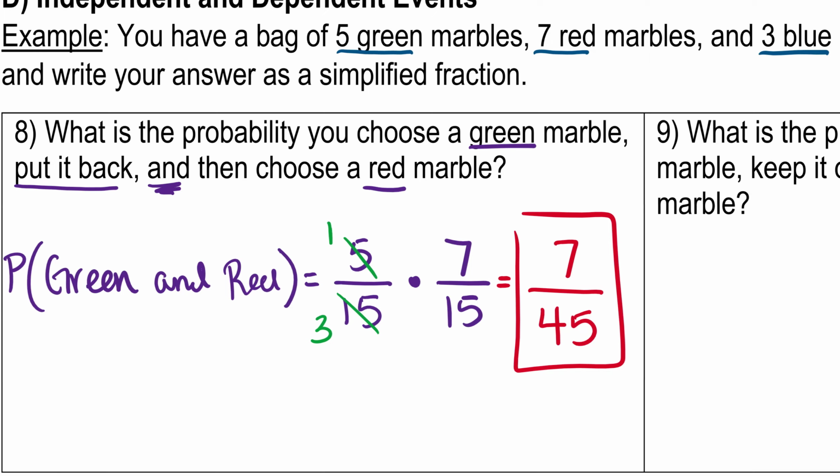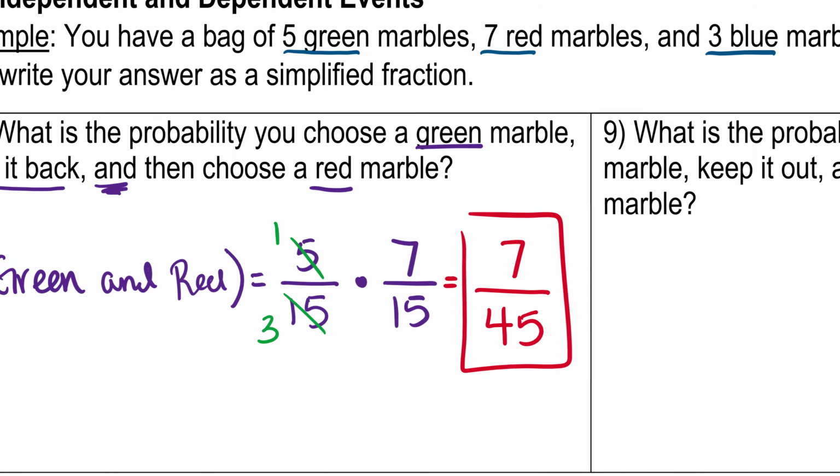Okay, so the probability that I choose a green, put it back, and then choose a red is 7 out of 45. So if I did this 45 times, 7 of them should be this scenario. Everything else should be different. Theoretically, that's what that is.